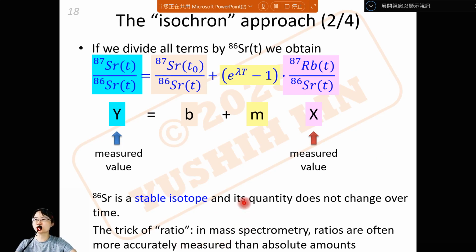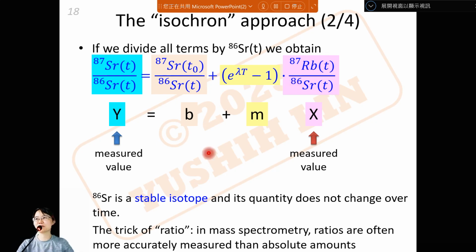So that's the reason you want to divide it by strontium 86, so you can get very precise measurements by mass spectrometry. Can I use another stable isotope? The answer is no, because you want to make sure that the masses you measure are close to each other. Strontium 87 and carbon 12, their masses are very different. Therefore, in mass spectrometric analysis, you cannot get a very precise measurement. That's the reason you want to choose something that has a very close mass to your target isotope. That's the reason they choose strontium 86.